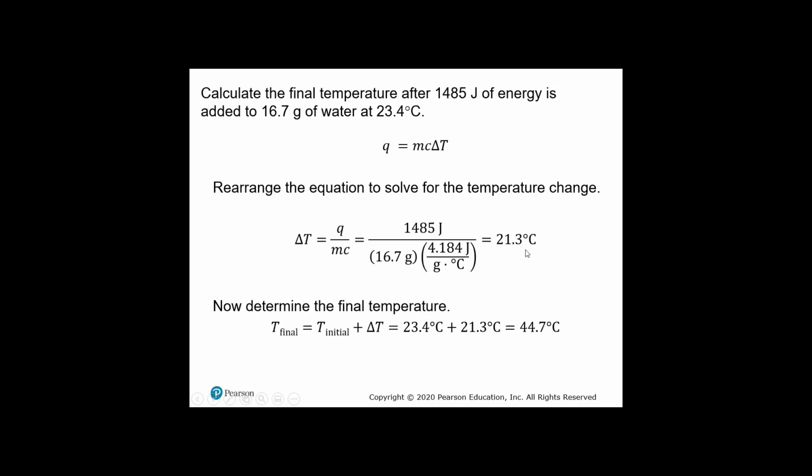We're given 21.3 degrees Celsius. Now we need to determine the final temperature, because remember, this number is the change in temperature, but it's not the final temperature. Normally we would set it up as delta T equals T final minus T initial. If we isolate T final and plug everything in, our final temperature is 44.7 degrees Celsius.